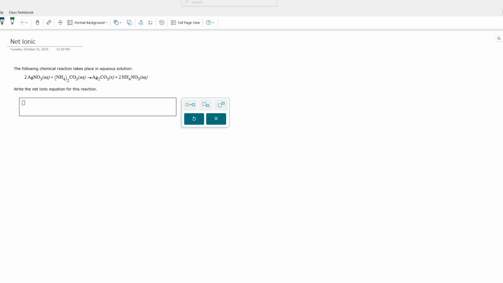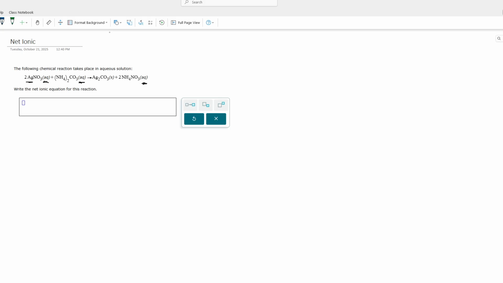Okay, friends, let's do one of these net ionic types of equations. These are pretty simple. The rules are that if you see something that is aqueous, that means that when you put it into solution, you split it up into the ions, not into the atoms, as a lot of people try to do, but into the ions. So let's quickly identify the ions.